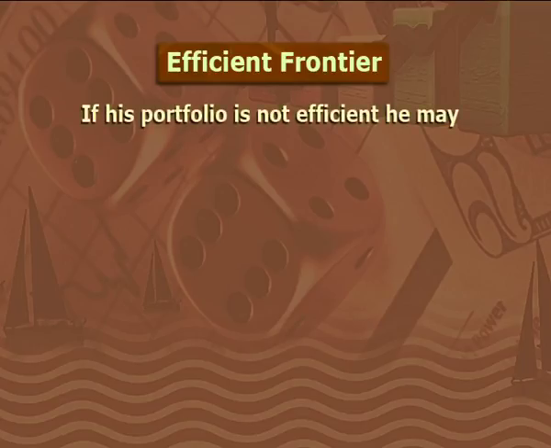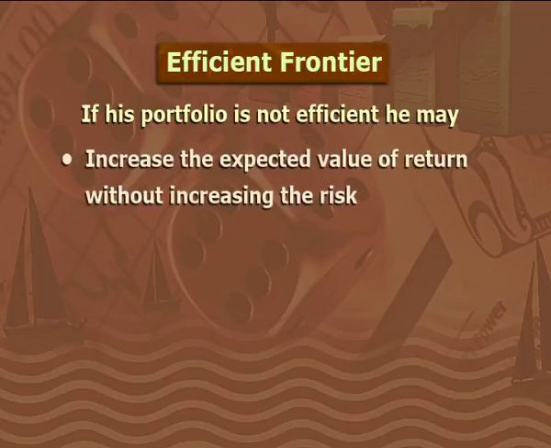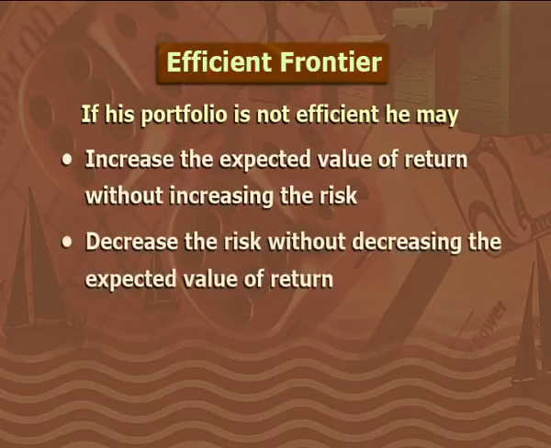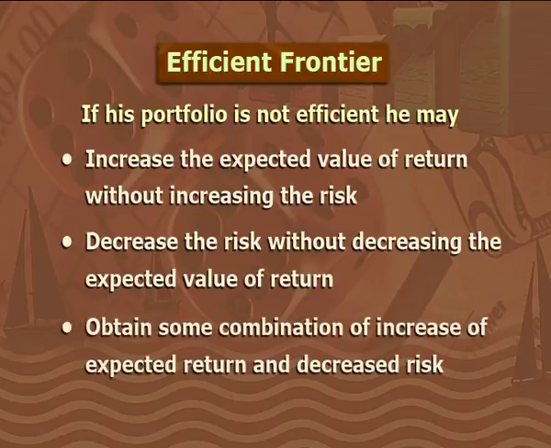Where investments with less than perfect correlation will reduce portfolio risk, diversification would be gainful for the investor. If his portfolio is not efficient, he may increase the expected value of return without increasing the risk, decrease the risk without decreasing the expected value of return, or obtain some combination of increase of expected return and decreased risk. This is possible by switching the portfolio to an efficient frontier.